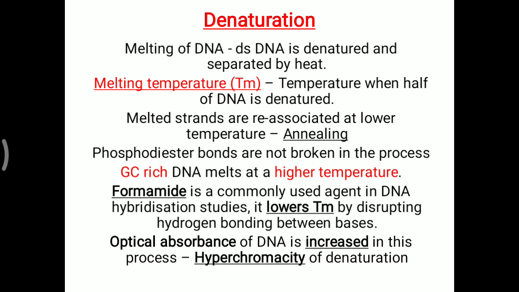Apart from that, when both strands of DNA are separated, the overall optical absorption of DNA is increased in this denaturation process, and that is considered hyperchromicity of denaturation. For any sample, when you look at the absorbance, it does not show much absorption, but suddenly when it is denatured, the absorption of that sample will increase. That is considered hyperchromicity, and that signals the denaturation of the DNA. That is one of the laboratory utilizations of the denaturation of DNA. So that's all about repeat sequences and denaturation of DNA.